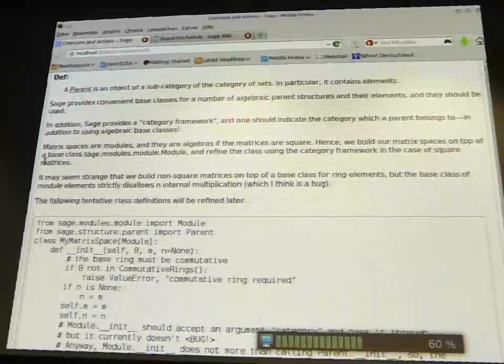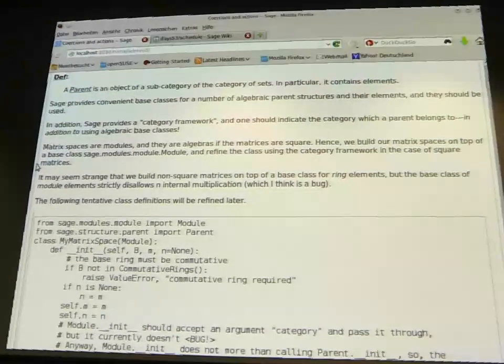In our example, we want to construct the space, or the set, of all m by n matrices over a given base ring. These sets are in the first place modules. You can add matrices of the same shape. You can multiply them with scalars, but you are not necessarily able to multiply the matrices by themselves because they are not square. So it is just a module. In other words, we start with the base class of modules. It is defined in sage.modules.module, and it is called capital Module. And we'll refine this class also by using the category framework, namely, if it happens to be about square matrices, then we tell it, okay, it's an algebra.